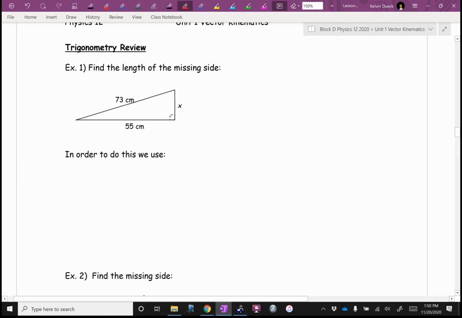So example 1 says, find the length of the missing side. What did they give me? Two sides. Okay, if you give me two sides, I can find the third. And in order to solve this, we use Pythagoras. Which begs the question, what is Pythagoras, Mr. Duke? Someone said it loud and proud there.